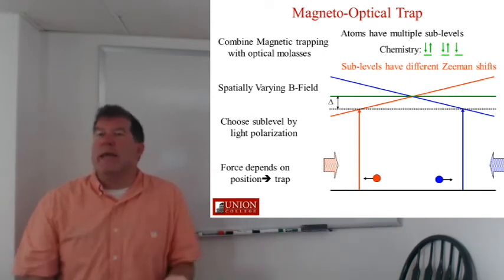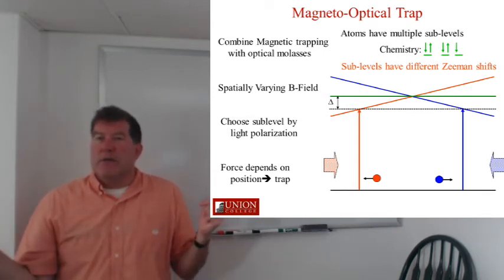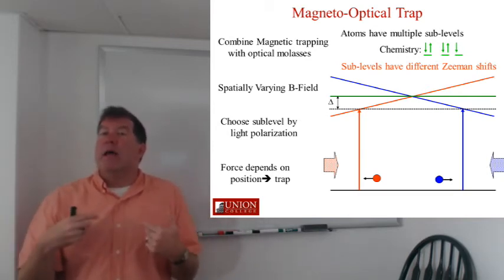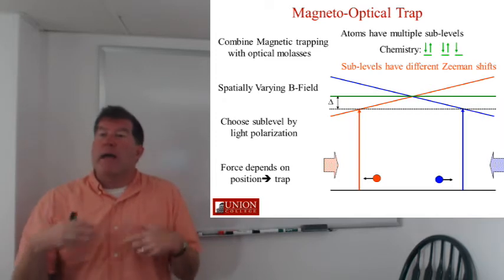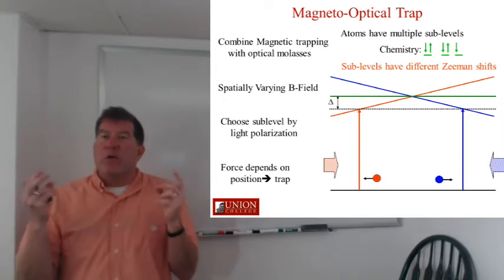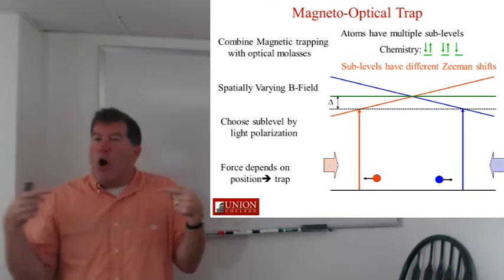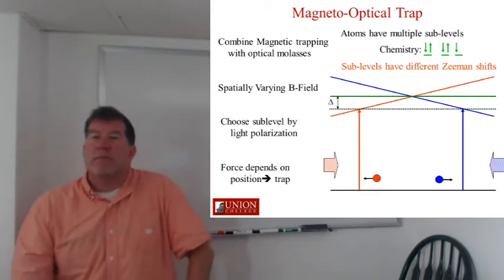The magnetic field isn't doing anything here that's pushing on the atoms itself. The force is all coming from the light. It's just that the magnetic field gives you a little bit of spatial dependence that makes the force depend on the position, so that it always pushes the atoms back toward the center.